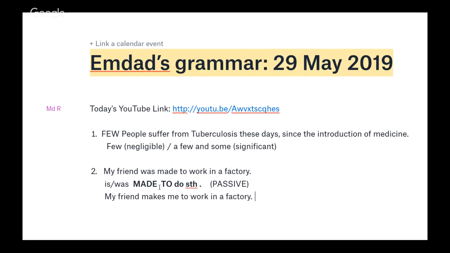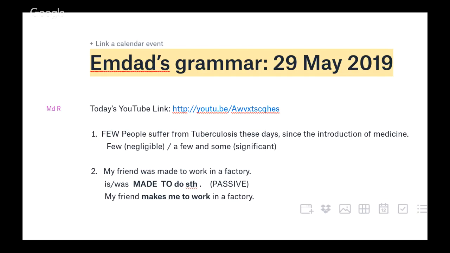Now, what can you see here? Now, who is making? A friend is making. So I made, not I was made. I made is active. I was made is passive. Is it clear? Let me make it very easy for you to understand. For example, I am taking this grammar class. So I would say, Emdad sir made me, active or passive?